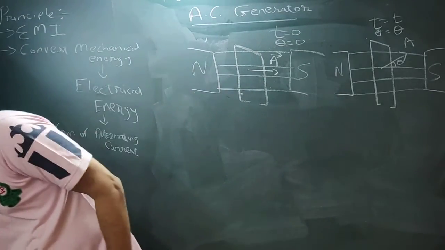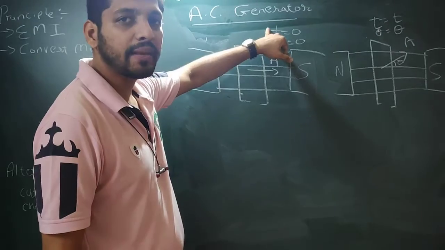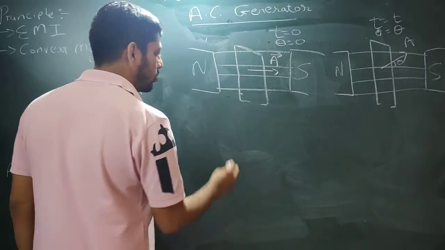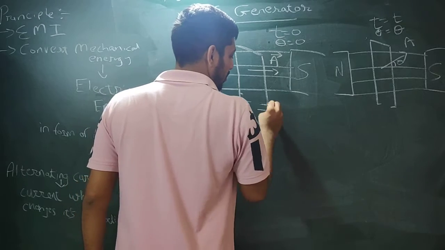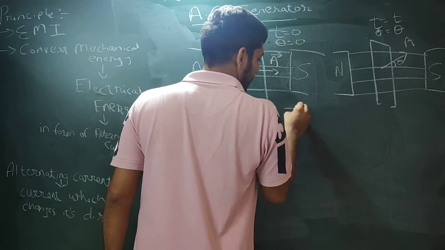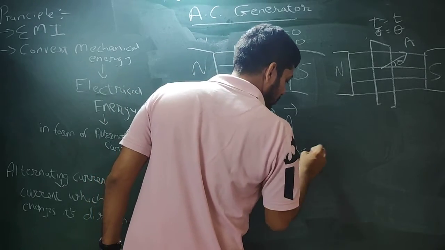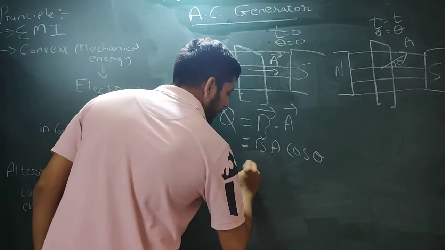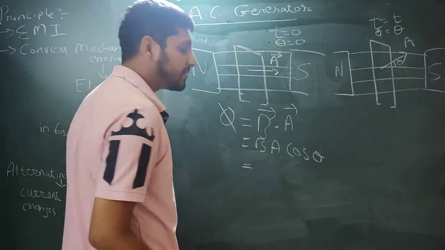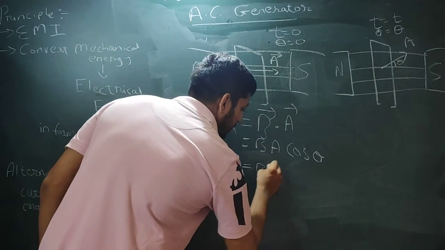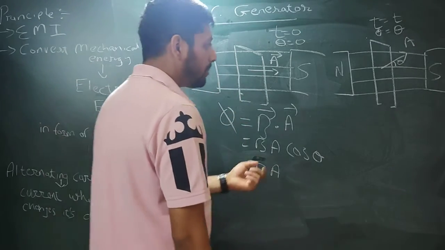The direction of magnetic field lines and area vector will be the same, which means that at time 0, theta will be equal to 0. Suppose I want to find the flux in this condition, it will be equal to B dot A, which will be equal to BA cos theta. What is theta over here? Theta is equal to 0. Cos 0 is 1, so it will be BA.